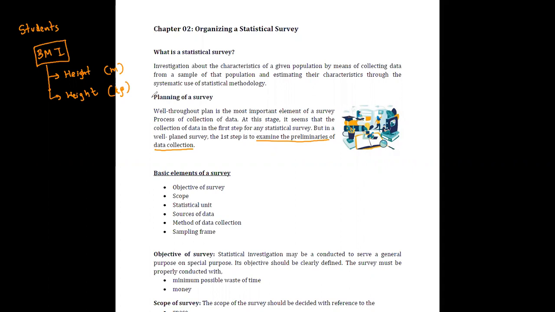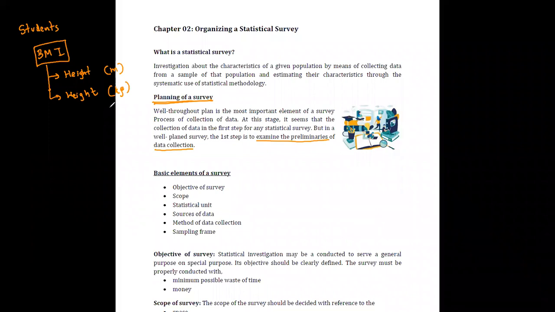Therefore, when you are conducting your survey, the most important and primary thing that you have to do is have a well-planned survey. Now, once you are planning your survey, this is the main idea that I need to give you regarding planning of a survey. That's why I have taken an example in this manner.